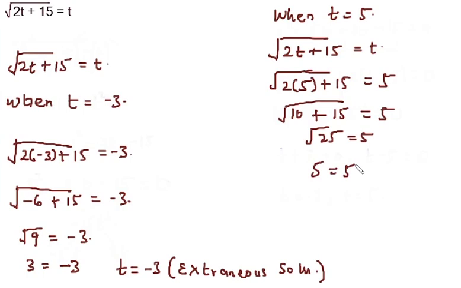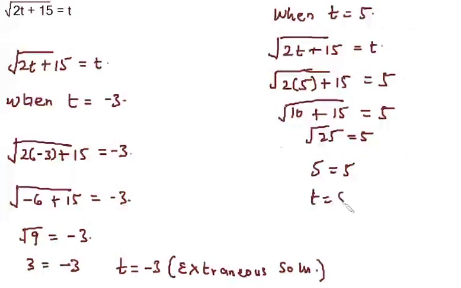So that means that t is equal to 5 is the solution to this equation, while t is equal to minus 3 is an extraneous solution. So the solution to this equation is simply t is equal to 5. We do not count the extraneous solution. So that's how to solve radical equations of surds.